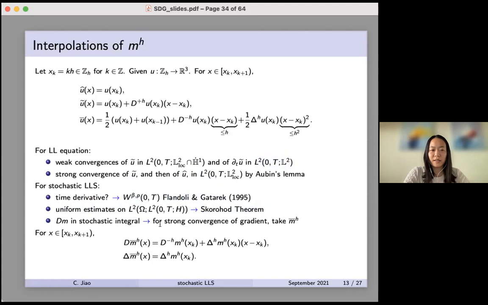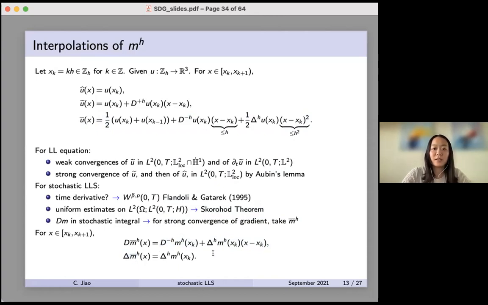As for the third point, the gradient in the stochastic integral, we would like to have strong convergence of the gradient to help with the convergence of the stochastic integral in the final step. For this purpose, we take the quadratic interpolation m bar, so one more order up from the deterministic version. If we look closer at the definition of m bar, we see that it has a continuous first derivative. In fact, this dm bar h is equal to the linear interpolation of the backward discrete gradient. And the Laplacian of m bar is conveniently equal to the discrete Laplacian.